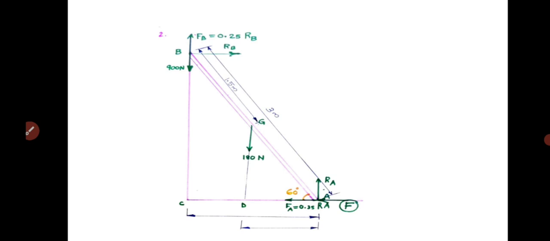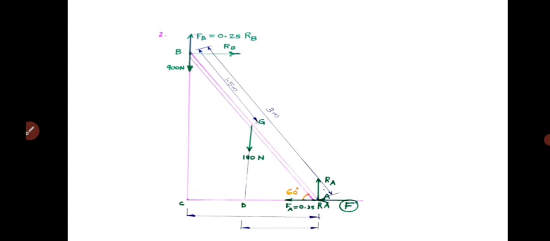Now taking moment about point A, you get FB into, what is the distance? AC. FB into AC plus RB into BC minus 900 into AC minus 180 into AD equal to 0. From triangle BCA or ABC, you can find out the values of BC and CA. So cos theta will be CA by 3. So CA will be 3 cos theta and CB will be 3 sin theta.